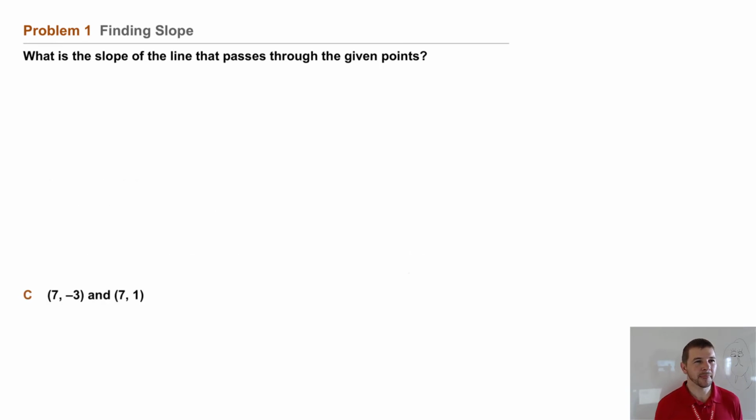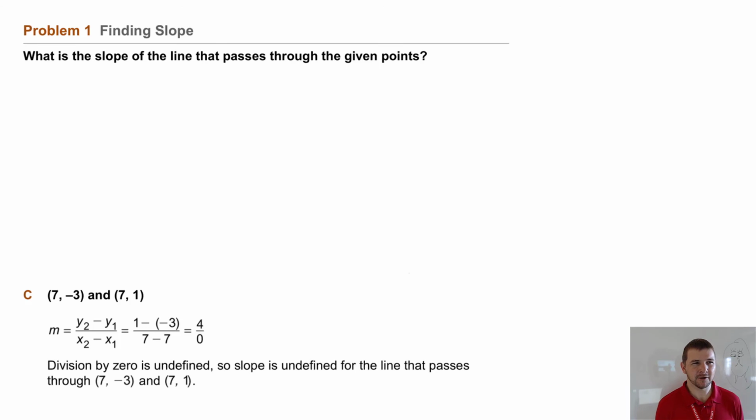Finally, part C, 7, negative 3, and 7, 1. Plugging in values, that's 1 minus negative 3 over 7 minus 7, 4 over 0. And this is a special case. Division by 0 is undefined. So the slope is undefined for the line that passes through 7, negative 3, and 7, 1.